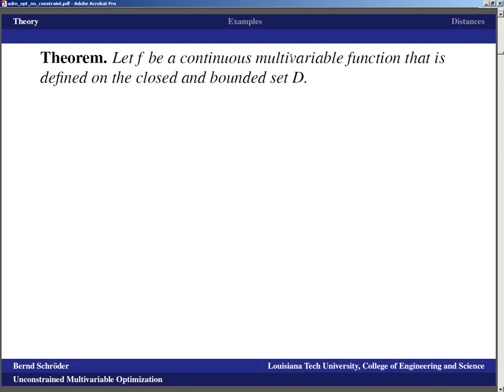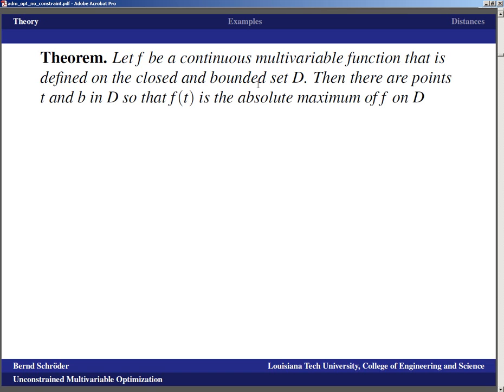If we have a continuous multivariable function that is defined on the closed and bounded set D, then there are points T and B in the set D, so that f of t is the absolute maximum of f on the domain D, and so that f of b is the absolute minimum of f on D.